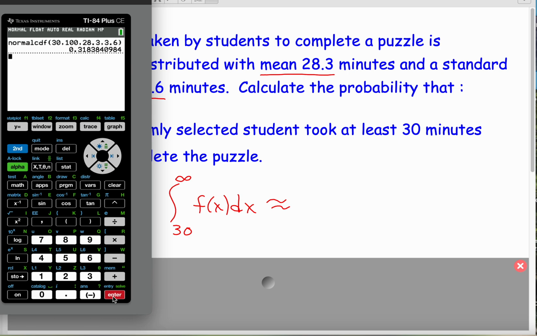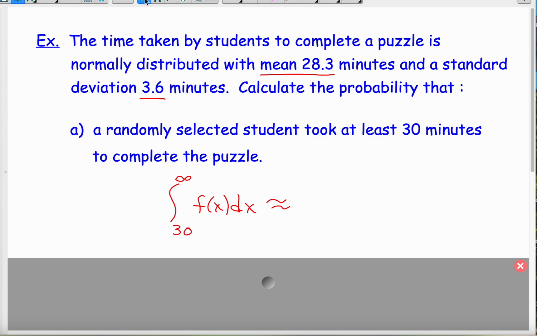Now, I actually want to store this. So I'm going to store this into, I don't know, let's store this into S. You'll see why in a minute. Okay, so now I've got that complete decimal stored in S. So 0.318. Let me write my answer here. All right, now look at the next question.